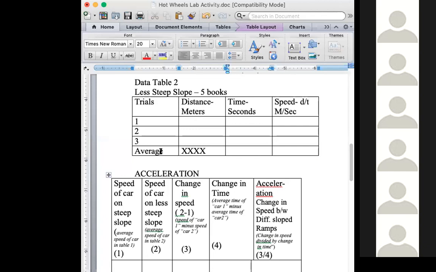So where are we writing that? That is going on our data table 2. On data table 2, remember, we're still going 1 meter for all 3 trials, so you can fill in your ones here. And then the time in seconds. Our first trial was 0.96 seconds.